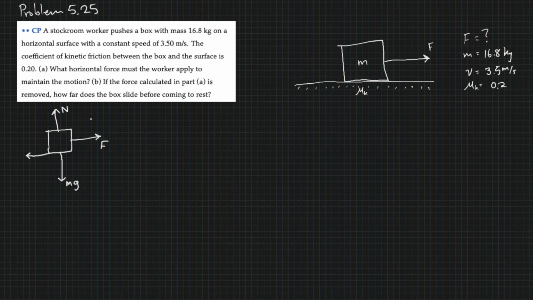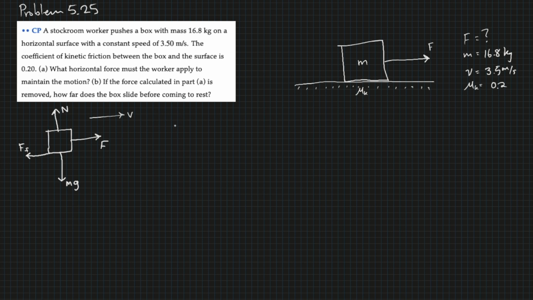So in this case, I'm assuming that, I'm just going to label up here, the velocity of this box is to the right as well, so the direction that the worker is pushing it in. So because our velocity is to the right, I'm going to say that the force of friction is pointed backwards. So F, little f, is force of friction. Okay, so first step, what horizontal force, what force F does the worker have to apply in order to maintain this motion, this velocity of 3.5 meters per second?